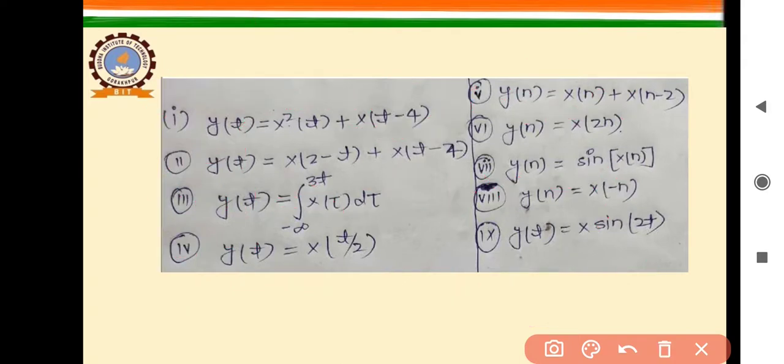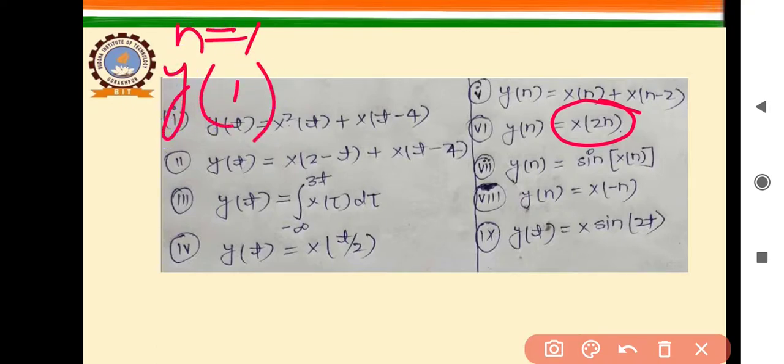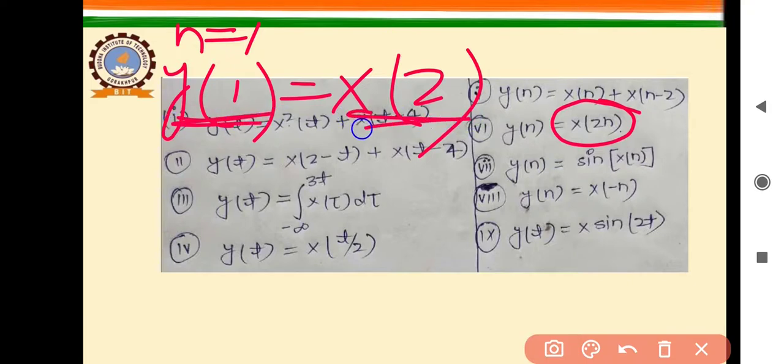The next example is y of n is equal to x of 2n. From here we can clearly see that the given system is a non-causal system, because if I take n equal to 1, then y of 1 will be equal to x of 2. It means that for y of 1, x of 2 is the future value of the input. If the output of the system is dependent on the future value, it means that the system is a non-causal system.